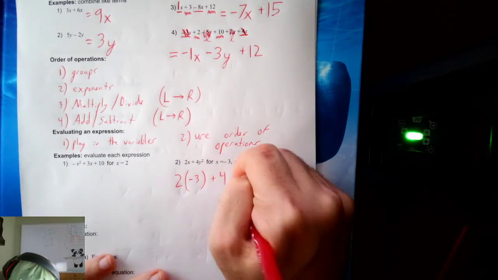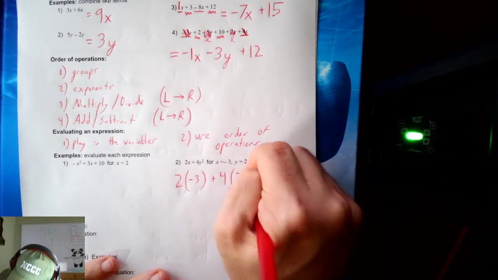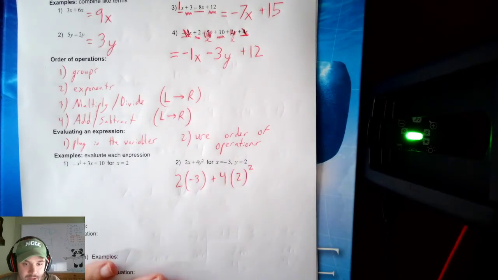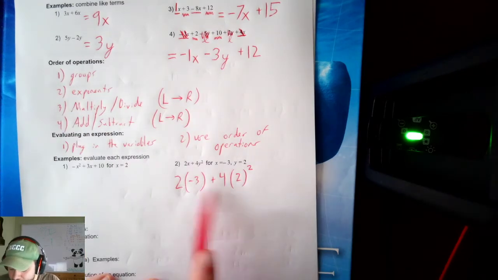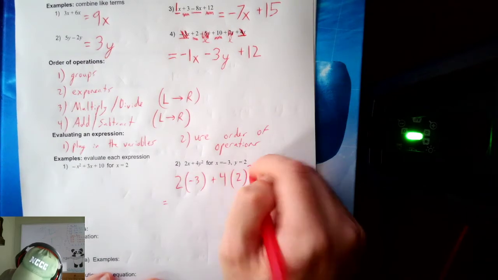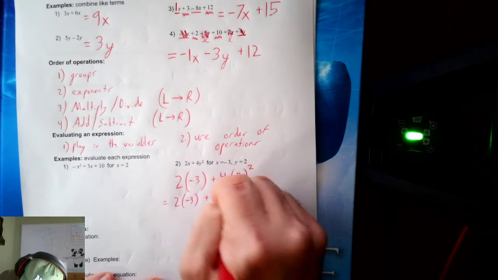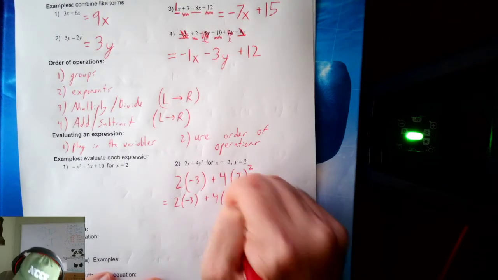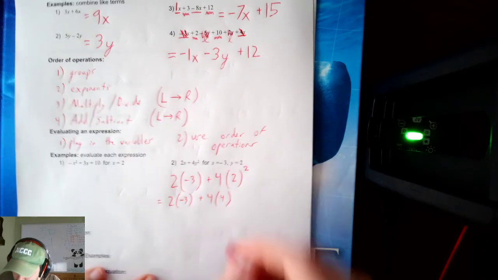Plus 4. Now we need y. Notice I put parentheses for y again. Squared. Always good idea to put the parentheses when you plug in, because that'll help keep you organized. Now, group symbols first. There's nothing to do inside, so I go to exponents. I've got 2 squared, so I'll have 2 times negative 3 plus 4. 2 squared is 2 times 2, which is 4, right? I did my exponents, now I'm multiplying.